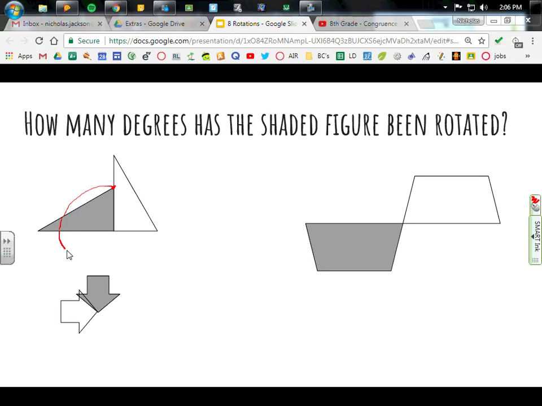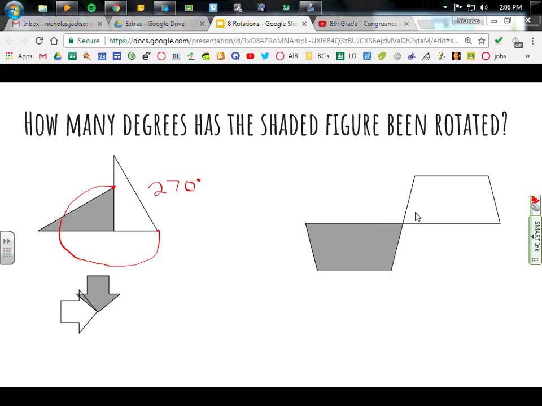So we keep going and we spin about this much, half circle, that's 180, that's where that would end up. So if we keep going until we get to the corresponding point, it has spun 3/4 of a circle, that's 270 degrees. So that's a 270-degree rotation.